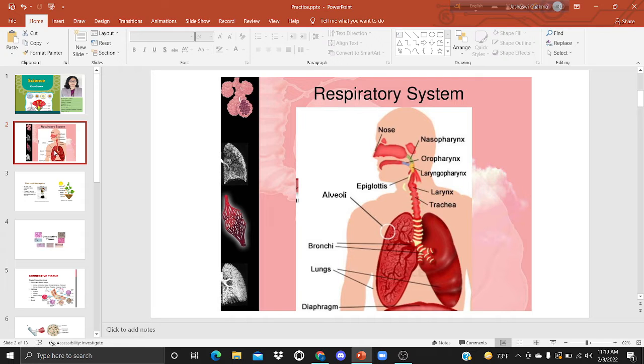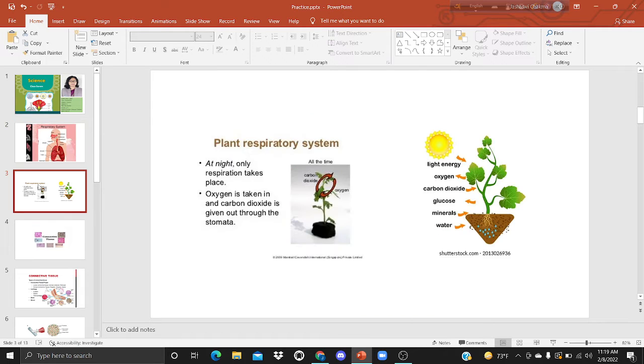Plants do not have any definite respiratory organ. Oxygen enters inside the plant body through stomata, lenticels, and intercellular space.